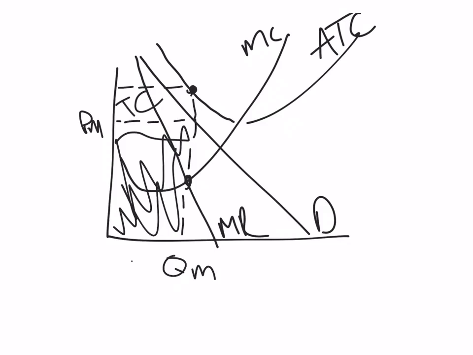To determine if we have profit, loss, or fair returns, we are going to look at the total cost and the total revenue box. So our total revenue box is here, and our total cost box actually covers all of this. So here our total cost is actually greater than our total revenue, meaning that we have loss. So our box of loss is here.